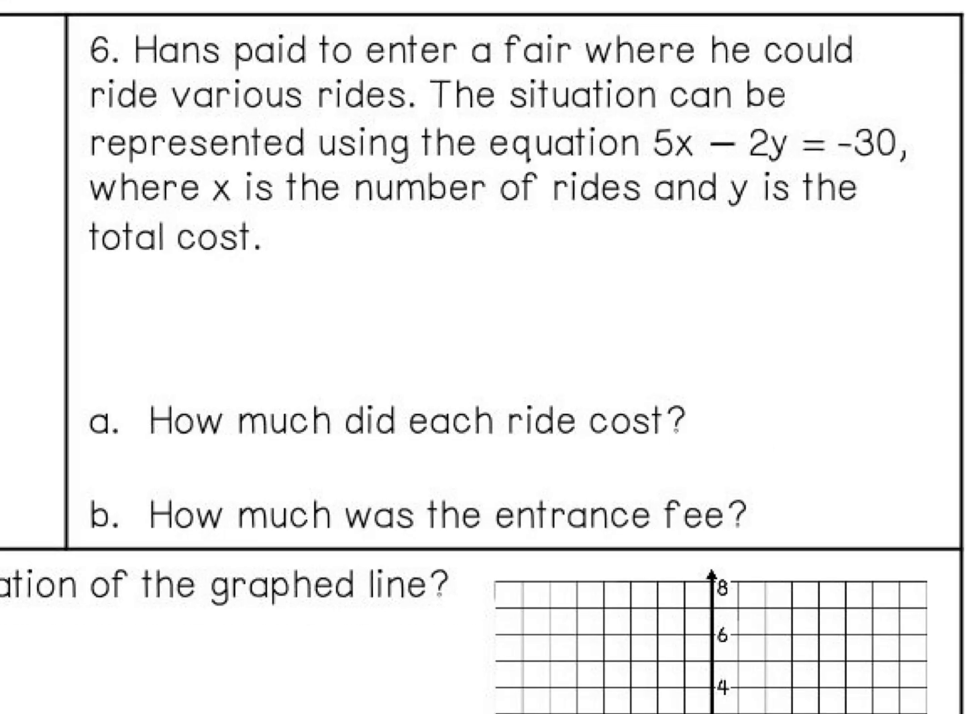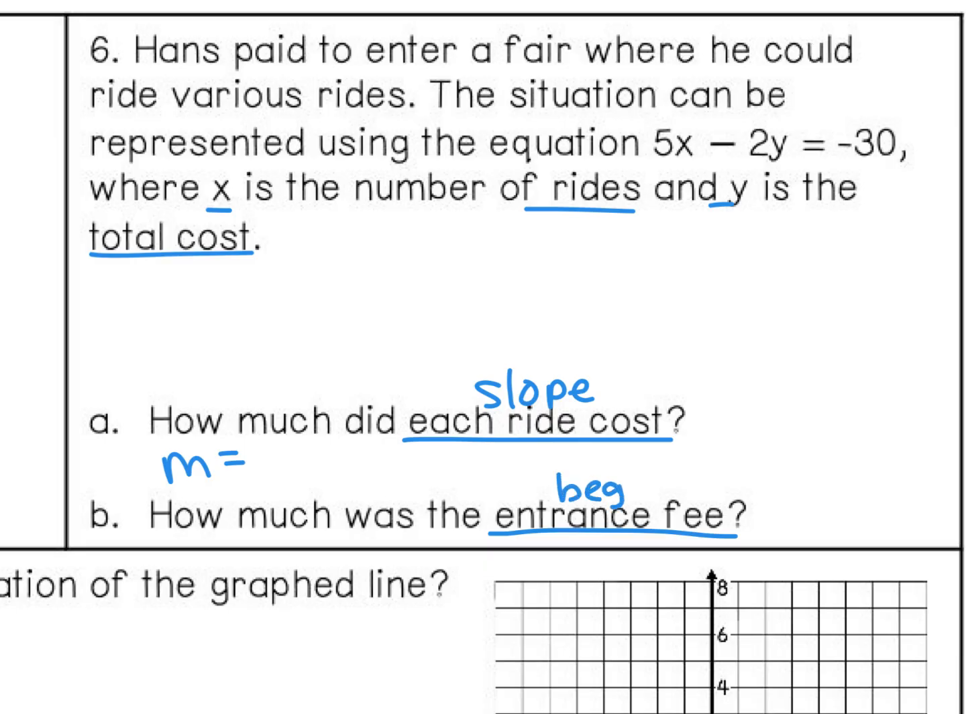Hans paid to enter the fair where he could ride various rides. 5x minus 2y equals -30. X is the number of rides and y is the total cost. How much did each ride cost? Okay, and entrance fee. So what are we talking about if we say each, every, per? We're talking about slope. So this is saying what is m, right? Each, every, per is slope. And our entrance fee, that's our beginning. So what is that? That's your b, that's your y-intercept.